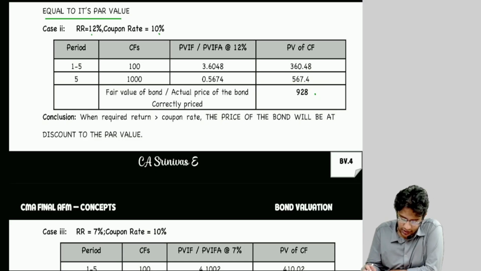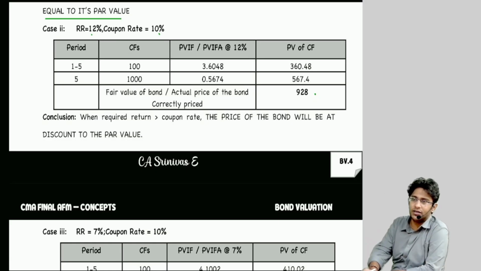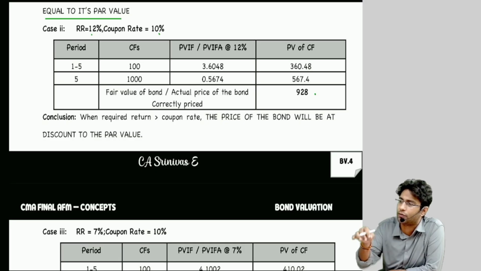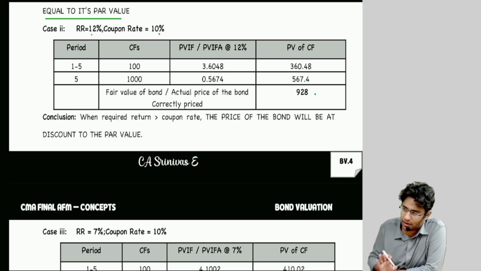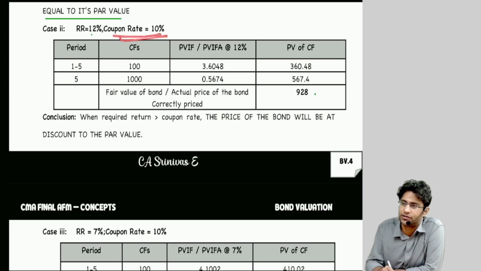You have only one choice. Correctly answer. If you buy the bond at 928, how much return will you get? 12%, that's all. I do understand, sir, the bond is at fair value. If you buy the bond, your return will be equal to your required return, which is nothing but 12%. Now, a general question which students ask me is, sir, if the bond pays 10%, how will the investor get 12% return?